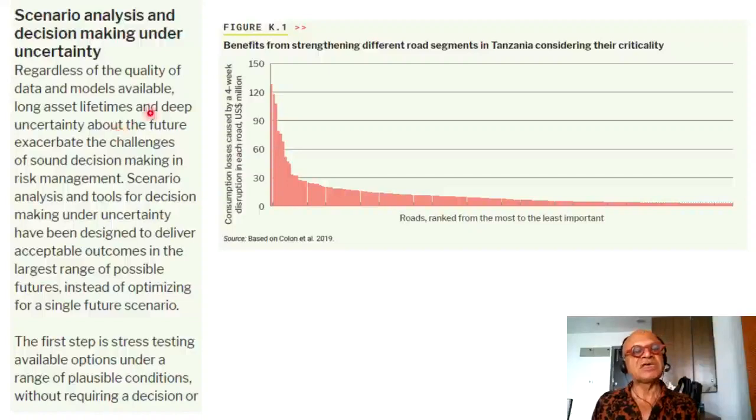Scenario analysis and decision making under uncertainty. Regardless of the quality of data and models available, long asset lifetimes and deep uncertainty about the future exacerbate the challenges of sound decision making in risk management. Scenario analysis and tools for decision making under uncertainty have been designed to deliver acceptable outcomes in the largest range of possible futures instead of optimizing for a single future scenario. It's just not possible to pick a single future scenario.